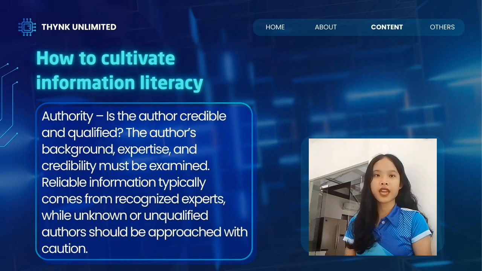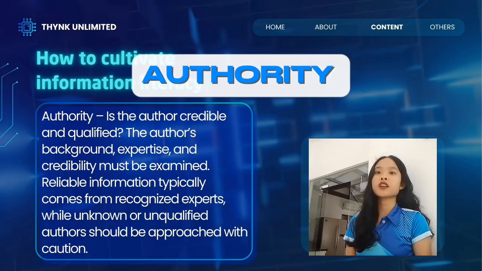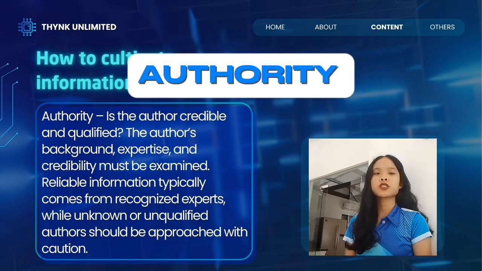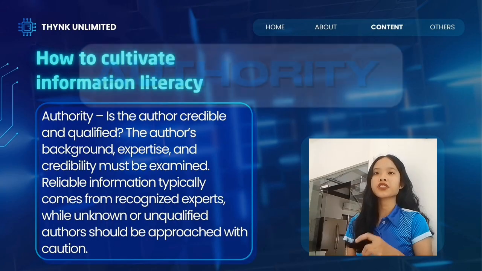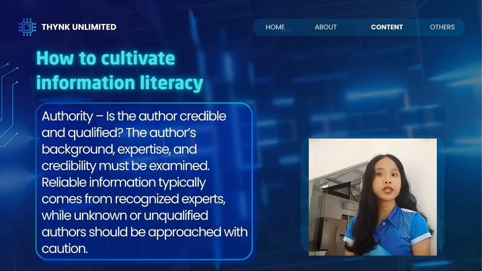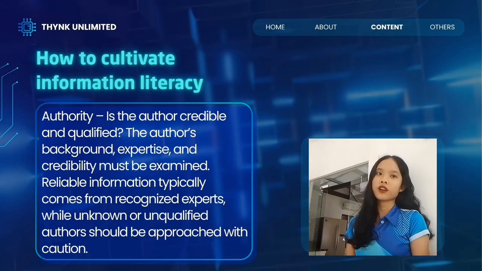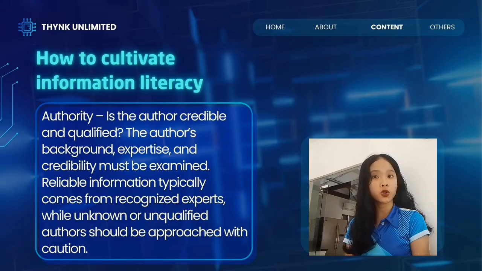The third one is A for authority. What are the author's qualifications? Students should ask if the author is recognized and credible in the subject area. If the writer is unknown or has little background in the field, their information should be treated with caution.